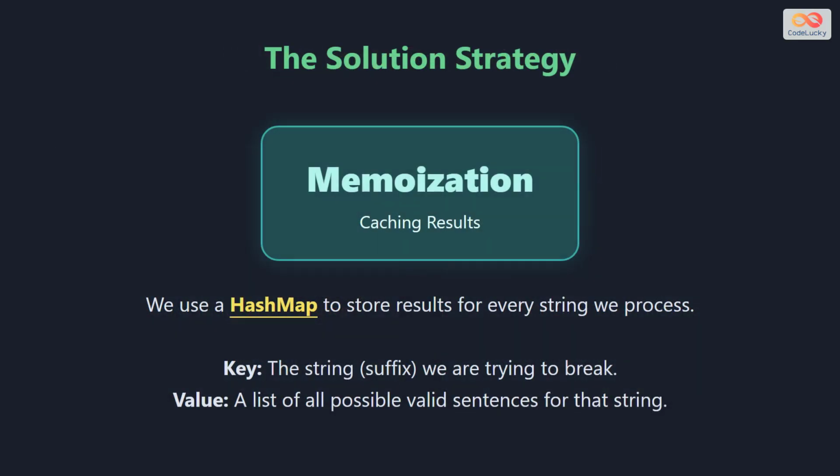To fix this, we use memoization. We create a hash map or a dictionary to cache our results. The key will be the suffix we are trying to solve, and the value will be the list of all valid sentences that can be formed from that suffix. If we see the suffix again, we just return the stored result.